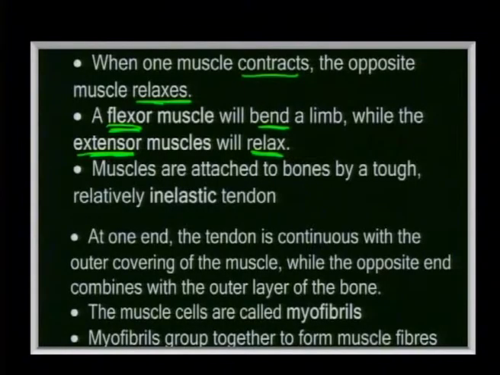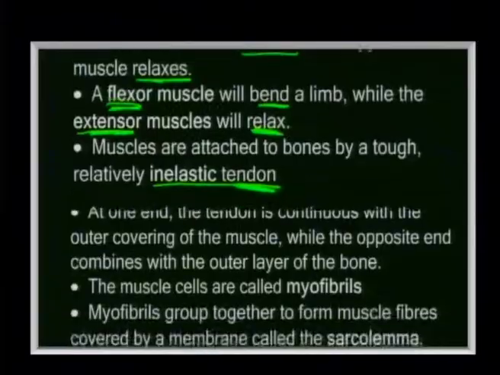Look at the fingers here. If I bend my finger this way, these muscles are contracting, okay? So these will be the extensors, and these will be the flexors. I'm flexing, I'm pulling it in. So flexors will always bend the limb, and your extensor will always relax when that happens. So muscles are attached to bone by a tough, relatively inelastic tendon. How many times have we gone through this? Tendons always connect muscle to bone, and ligaments attach bone to bone. So they all work together.